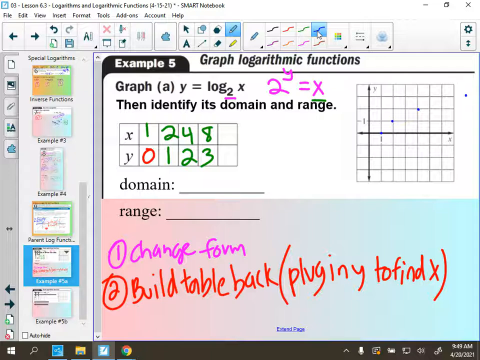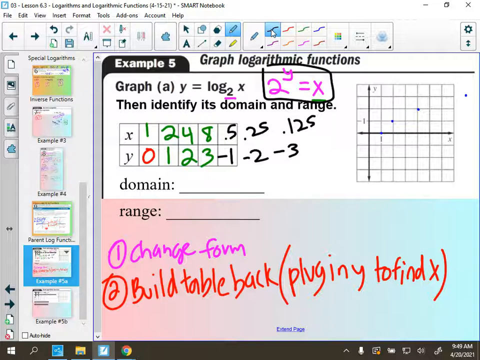Now I'm not done because we still want to make sure we plug in some negative values. If I plug in a negative 1 for y, 2 to the negative 1 is 1 over 2, so 0.5. If I plug in a negative 2, 2 to the negative second power is 1 over 2 squared, so 1 over 4, which is 0.25. I think maybe that's good enough. You could go negative 3. It's 1 over 8, which is 0.125.